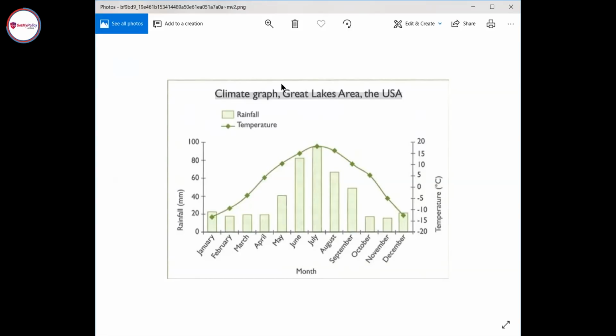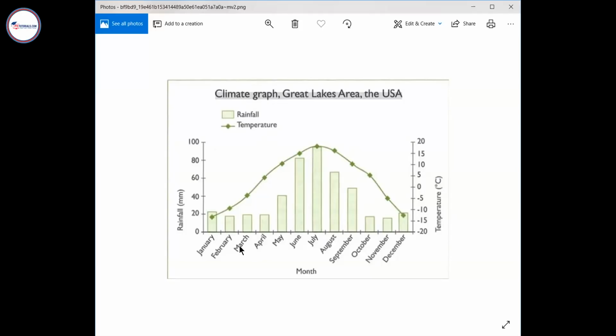Okay, fine. So first I'll start with what? The given line graph or line chart and bar graph shows the climate graph, that is Great Lakes area, and the research was conducted in the United States of America. Got it? Many people say: climate graph, Great Lakes area, the USA. 1 second. And what did I do? It shows the climate graph for the area of Great Lakes, and the research was conducted in the United States of America. 4 seconds.